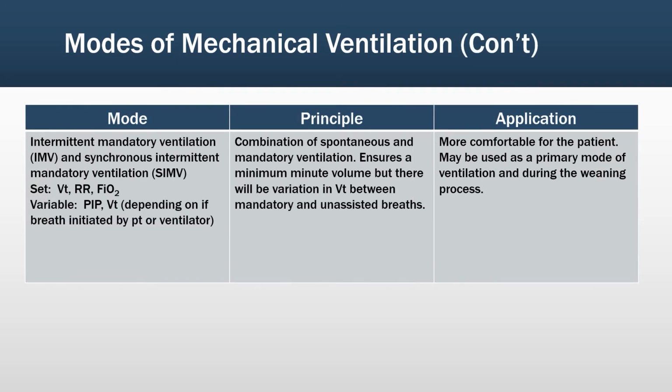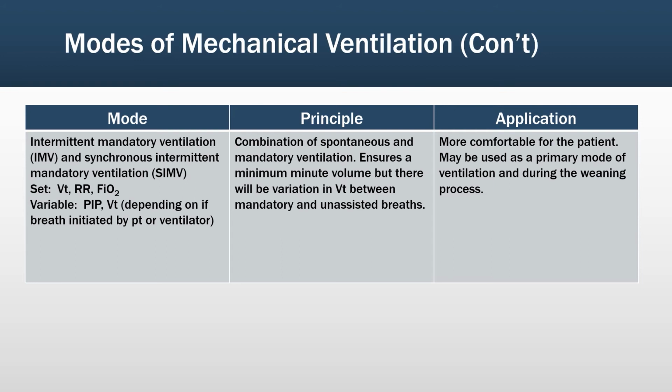The last mode we'll look at is intermittent mandatory ventilation, or synchronous intermittent mandatory ventilation, which is the more common mode. In this mode, the parameters that are set are the tidal volume, respiratory rate, and the FiO2. And what's variable is the peak inspiratory pressure and the tidal volume, depending on if the breath is initiated by the patient or the ventilator. So this mode really is a combination of an AC mode with pressure support.